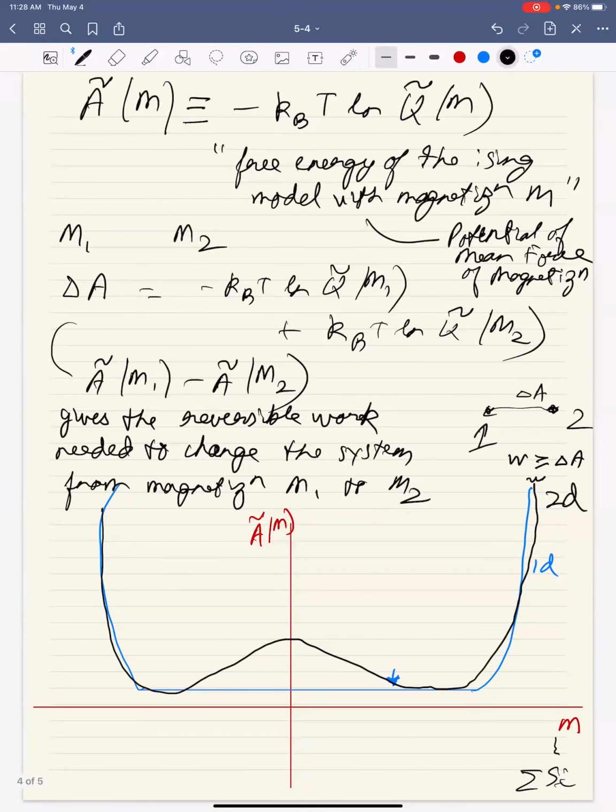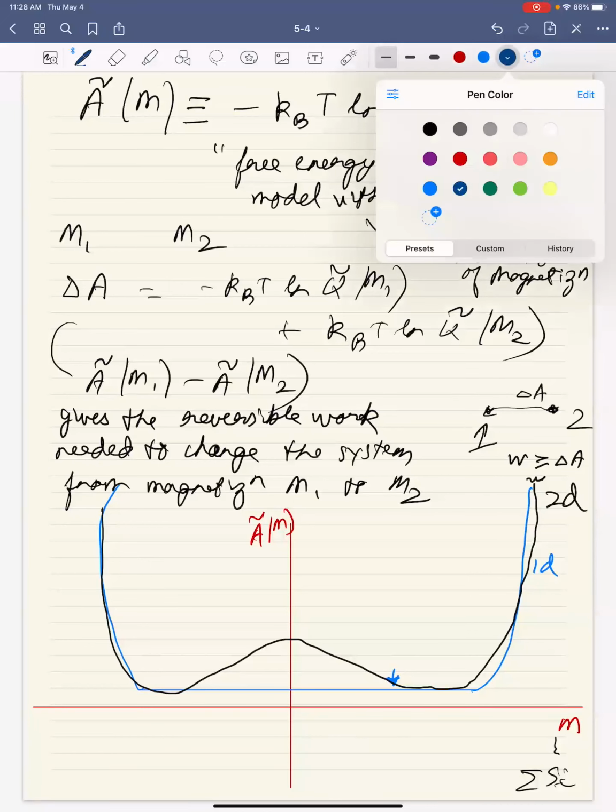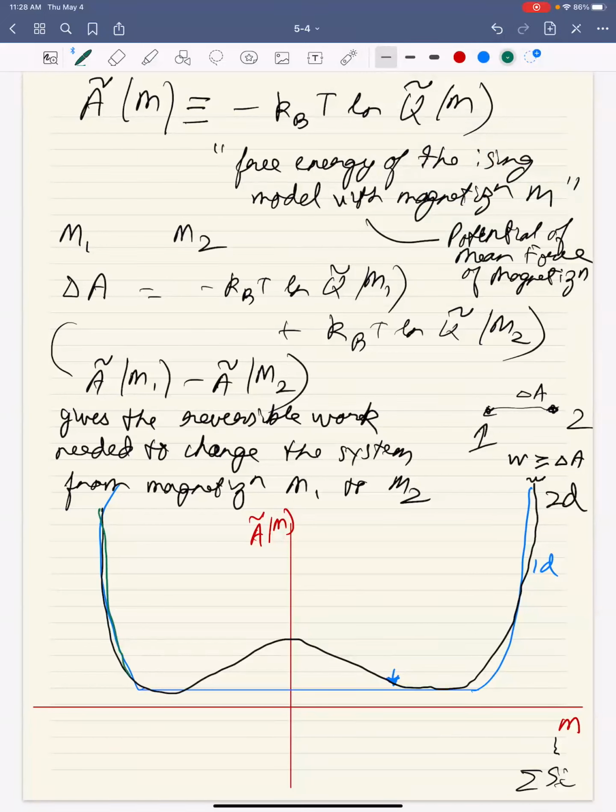So in 3D, it's going to look like this, okay? So this is 3D. This is 1D, and this is 2D. So this barrier that you have, E star, increases with dimensionality.